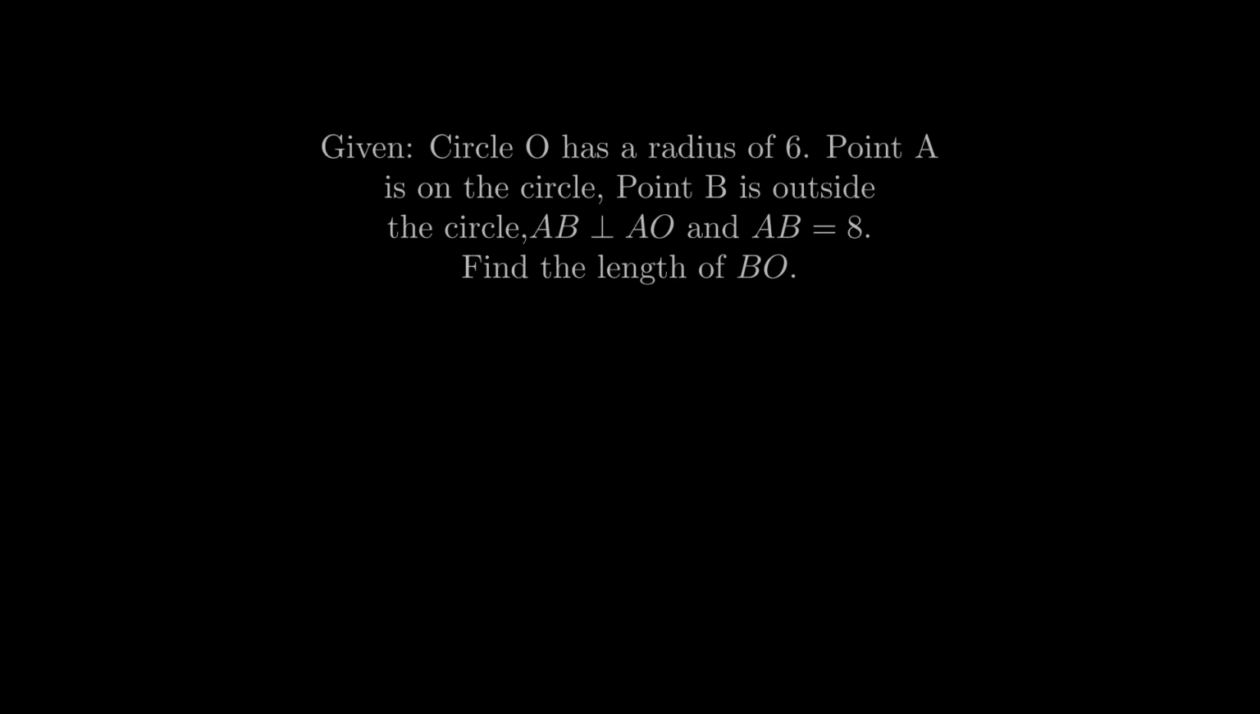We draw circle O with radius 6, place point A on the circle, then we draw the perpendicular line AB, and finally, connect point B to the center O with line BO, which we need to find.